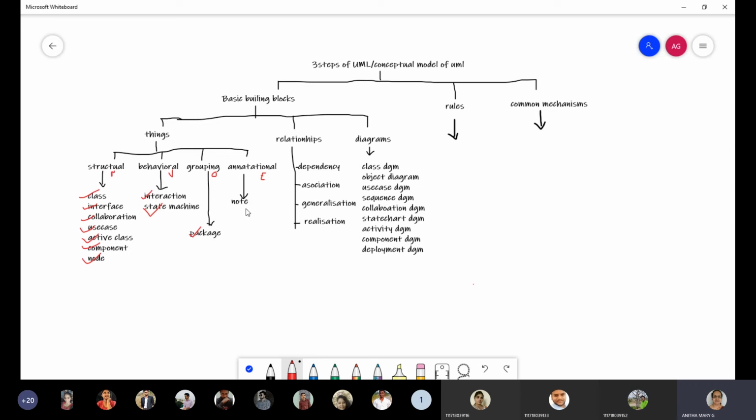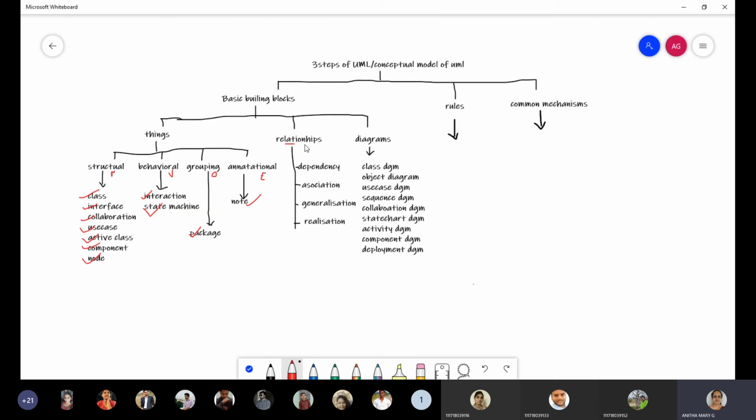Annotational is a note. How do we represent it? A dog-eared cornered rectangle, a dog-eared folder. Whatever the text is, we have to state the same thing in the text as well as the notation, how it is given graphically. So these are the things we have learned already.